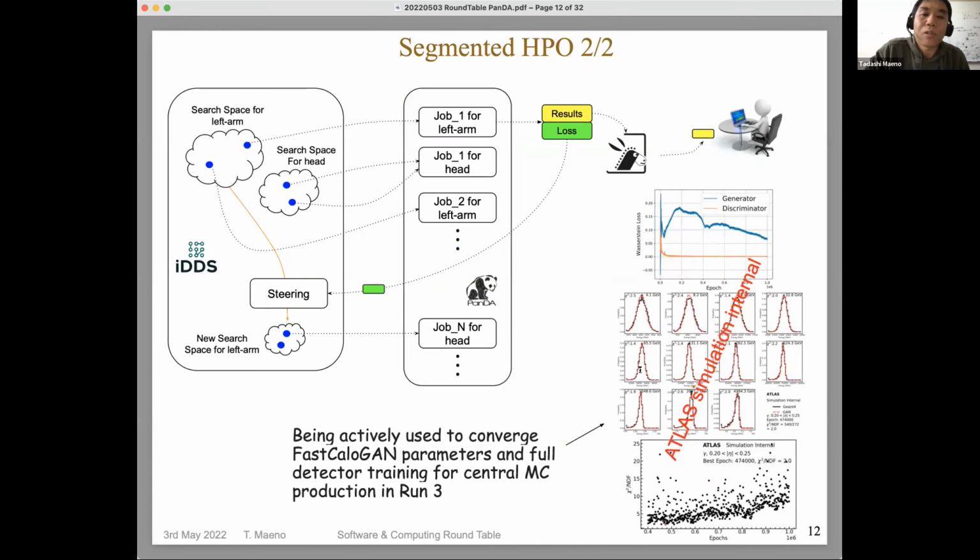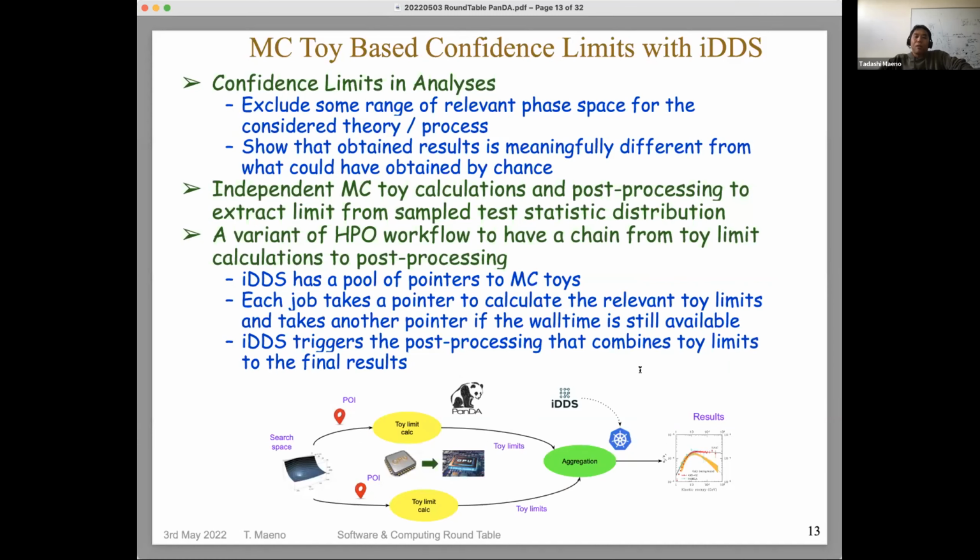So this picture shows what actually happened internally, but I won't explain all the detail. You might find this too complicated, but this is actually used to converge fast Galois parameters and full detector training for central production in Run 3 for ATLAS. And there is a variant of the HPO workflow.